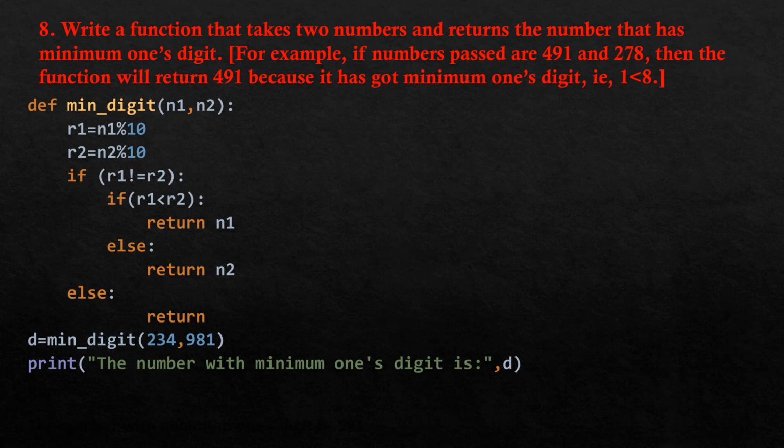Now we will check whether R1 is same as R2 or not. If R1 is same as R2, then it will return nothing. Or else it will check whether R1 is less than R2 or not. If R1 is less than R2, then it will return the first number n1. Otherwise, it will return the second number n2. Now we have called this function min_digit by passing two values 234 and 981. Now it will display like this. The output is the number with minimum ones digit is 981.